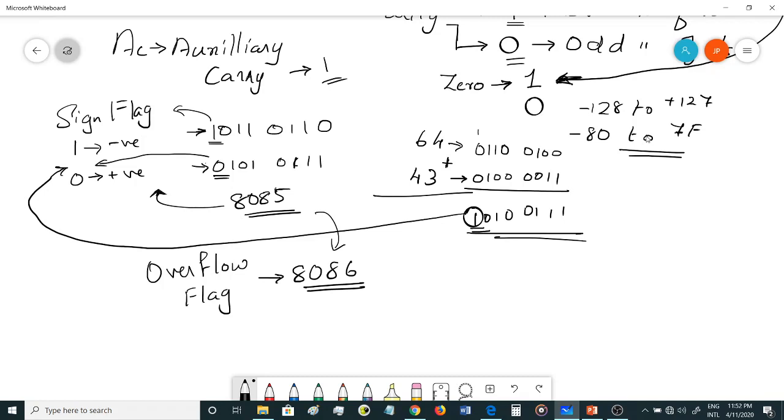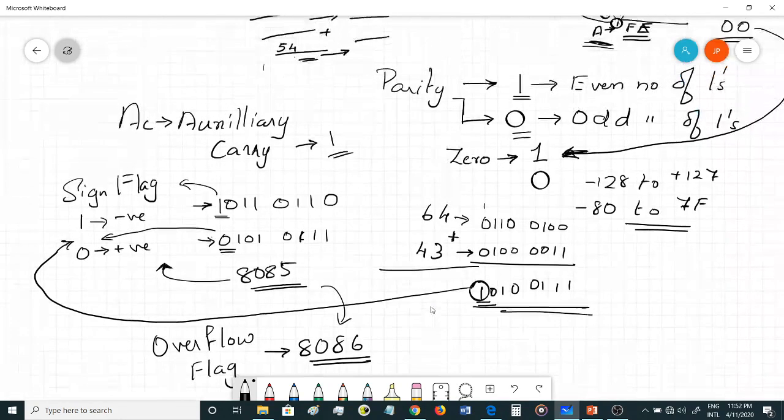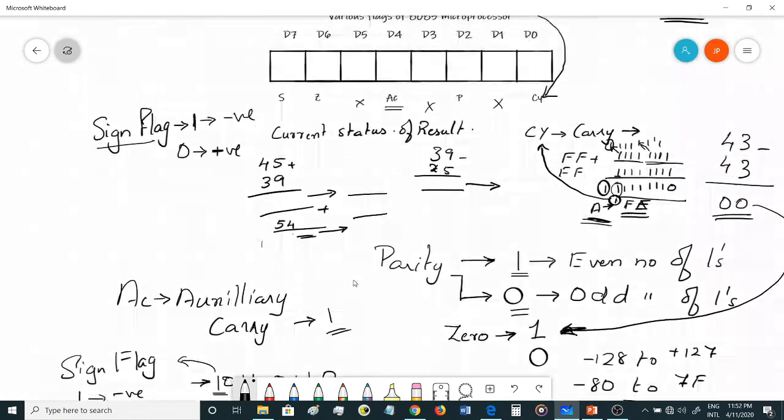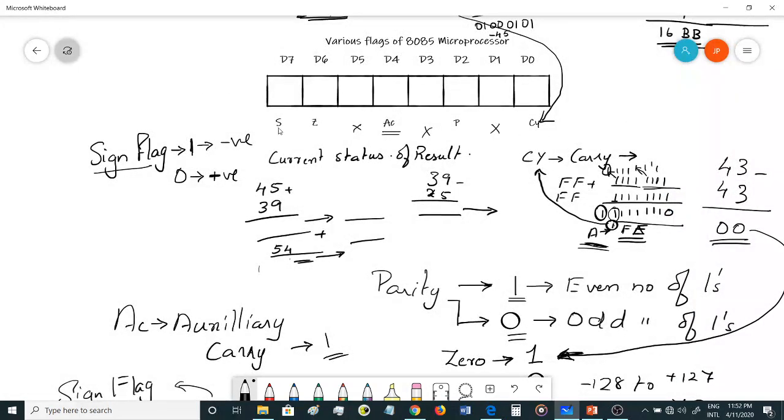Now let's go through a quick recap of the flags. Here we discussed the different flags. There are 5 different flags: sign flag, zero flag, auxiliary carry flag, parity flag, and carry flag. Carry flag stands for whenever there is a carry out from your MSB, the most significant bit, it goes into your carry flag. Or if there is a borrow, that also goes into your carry flag. If you're subtracting a larger number from a smaller number, definitely there would be a borrow out, and that borrow will go into your carry flag.